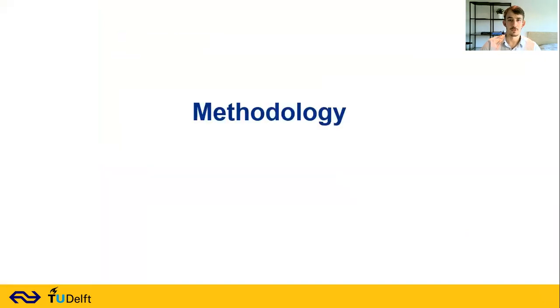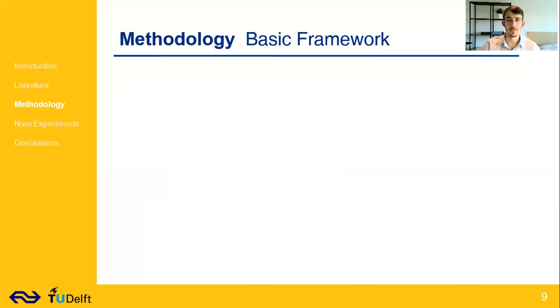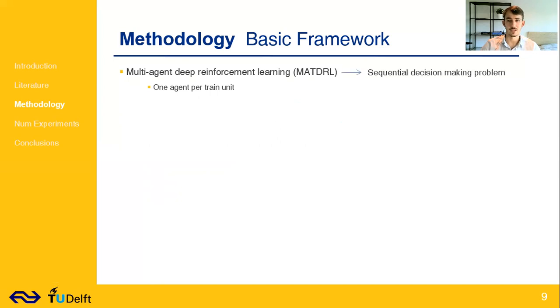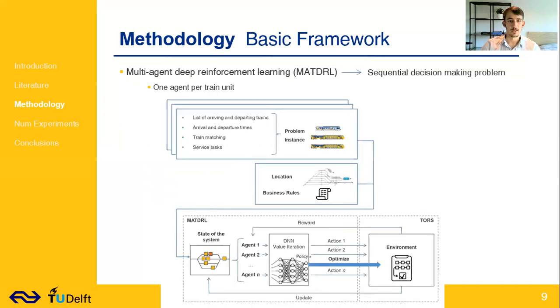Now I'll move to the methodology, and I'll start with the basic framework. So we're using a multi-agent deep reinforcement learning framework in which each agent is assigned to one train unit, and we solve this as a sequential decision-making problem. Here's a high-level overview of our framework. This is the input. So we have a set of problem instances with which we train the model.